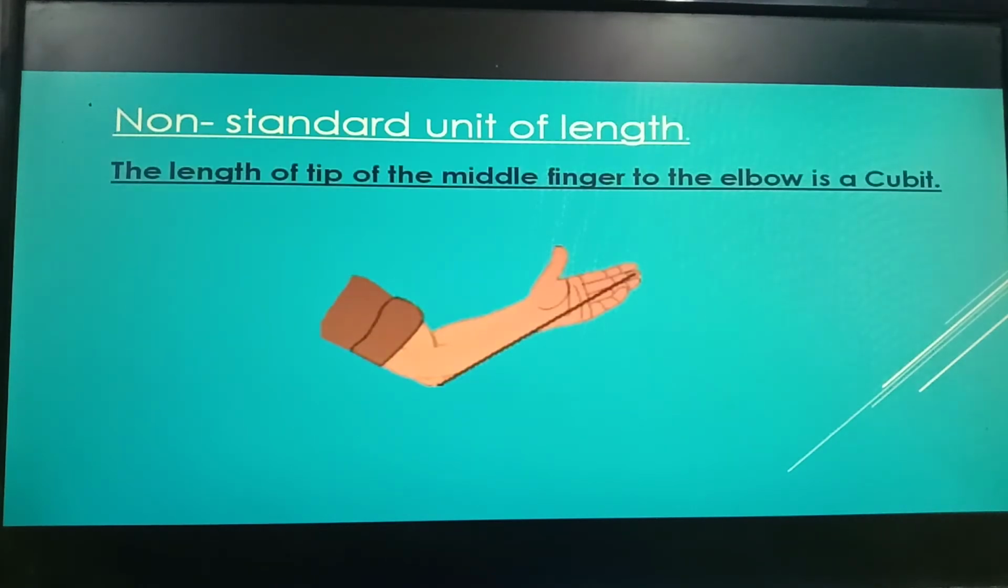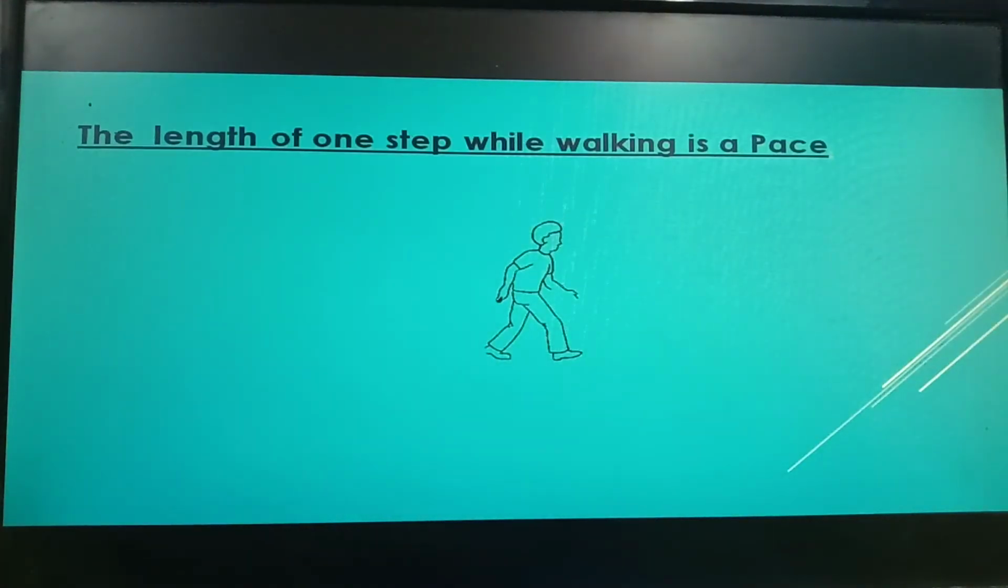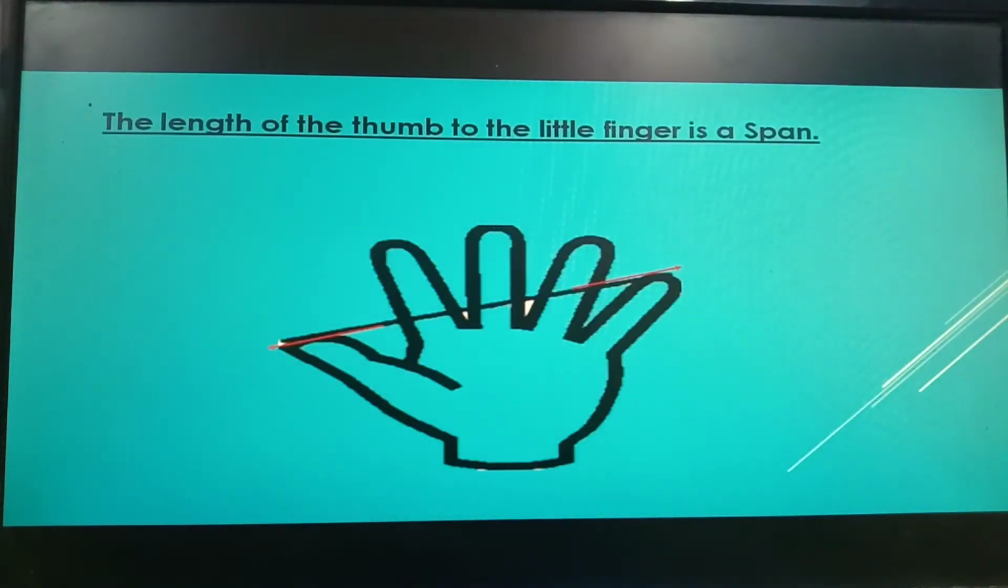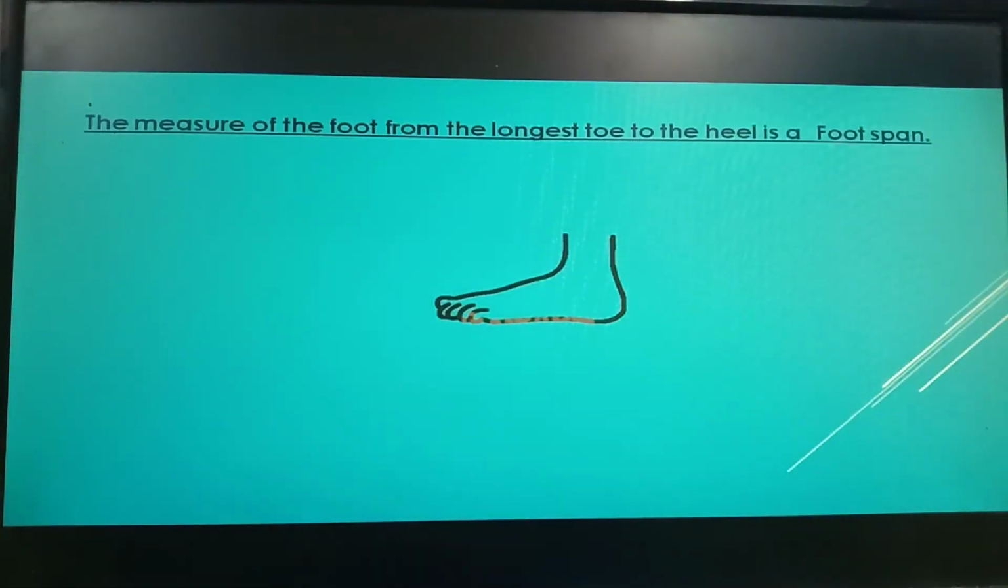Non-standard unit of length. The length of tip of the middle finger to the elbow is a cubit. The length of one step while walking is a pace. The length of the thumb to the little finger is a span. The measure of the foot from the longest toe to the heel is a foot span.